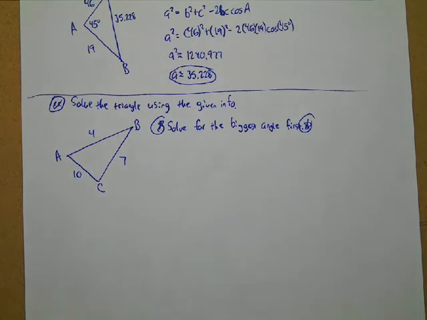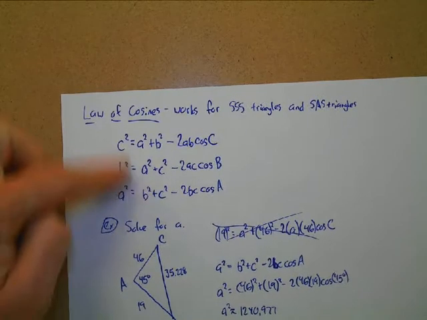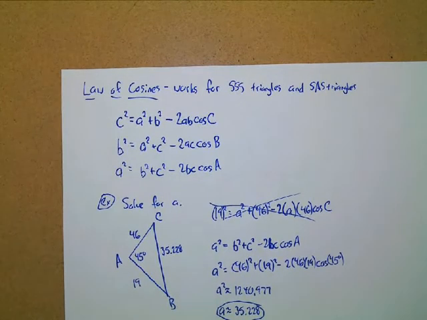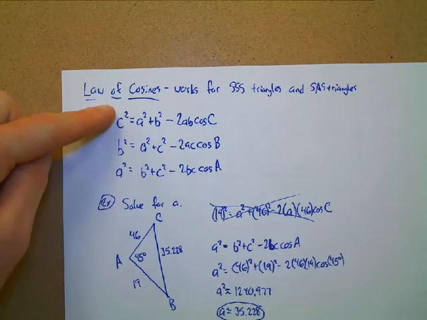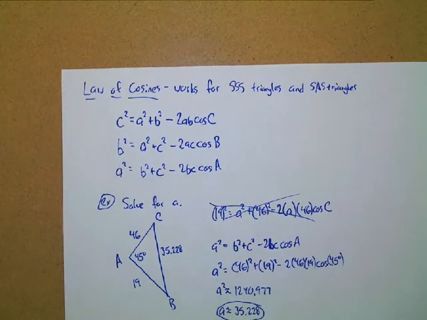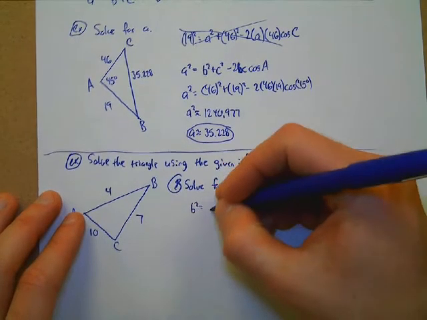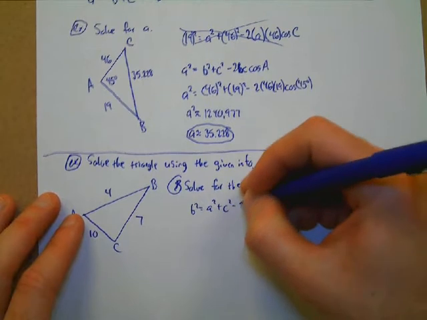Which of these three formulations of the law of cosines are we going to use? If we want to solve for angle B, which one do we have to use? The first, the second, or the third? It's got to be the second, right? It's the only one that's got angle B in it. It's got to be number 2. So b squared equals a squared plus c squared minus 2ac cosine of B.